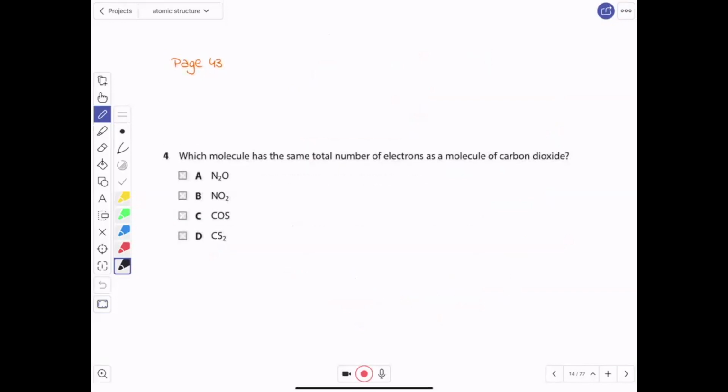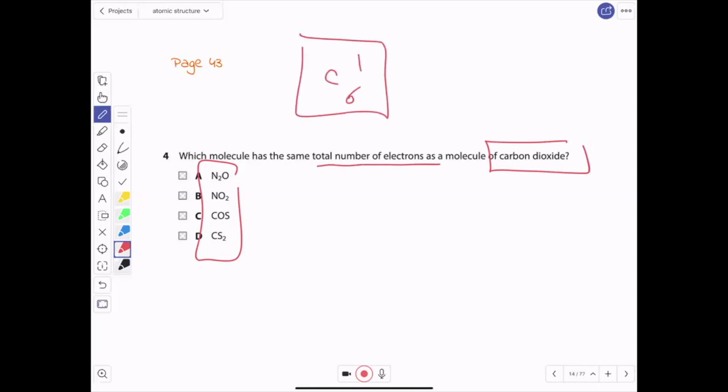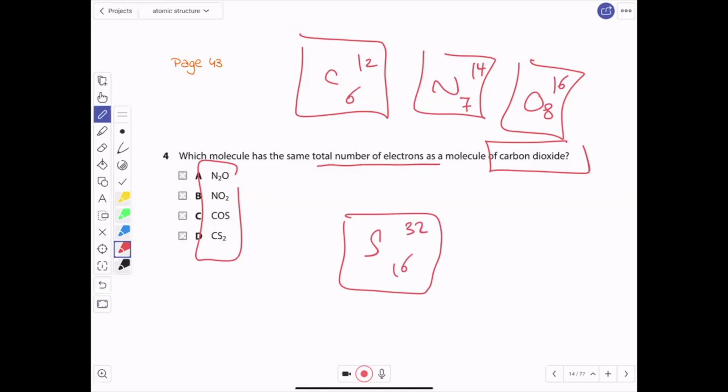Could you guys work out the total number of electrons for carbon dioxide and try to match it with one of these? So total electrons of carbon dioxide and match it with the total number of electrons of these. So carbon is 6, 12, nitrogen is like 7, 14. Any idea?